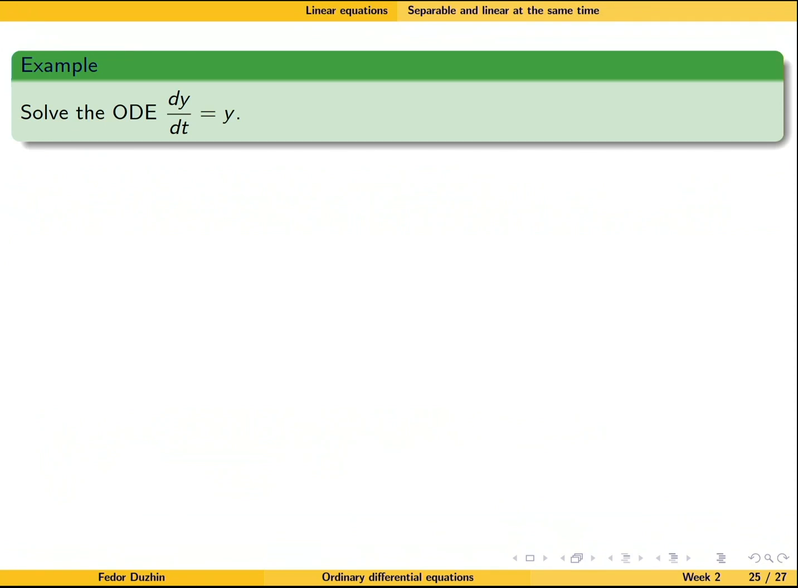Now let us consider a simple differential equation that is linear and separable at the same time. Okay? And see how we can solve it as a separable first, and then as a linear. Okay? So let's first think of it as a separable differential equation.